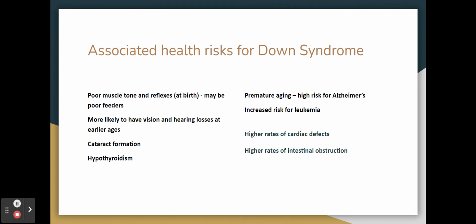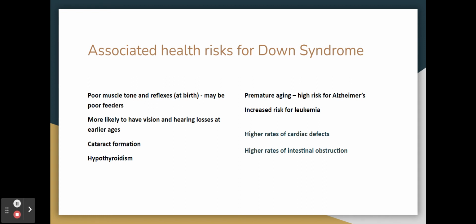There's an increased risk for leukemia. So they should have regular blood work, a CBC, complete blood count. Hypothyroidism, so that should be screened. Again, higher rates of cardiac defects ranging from a small VSD that they don't really repair to something like coarctation or pulmonic stenosis or something serious that really impacts that baby's survival. And there are higher rates of intestinal obstruction, so parents will need to be taught about that.